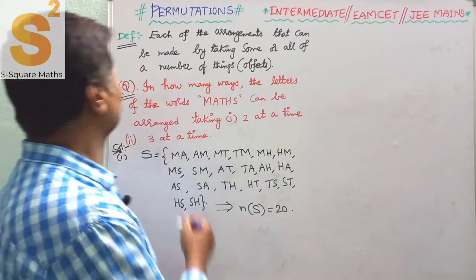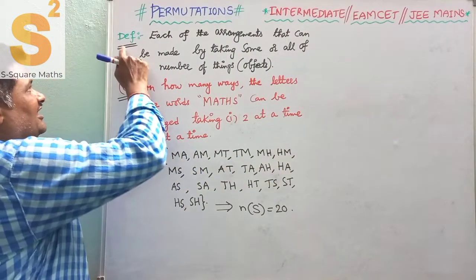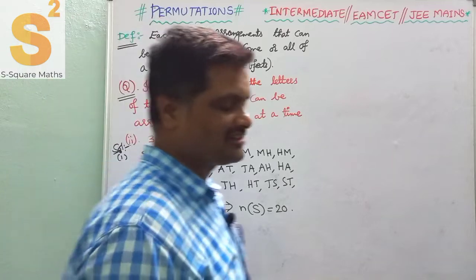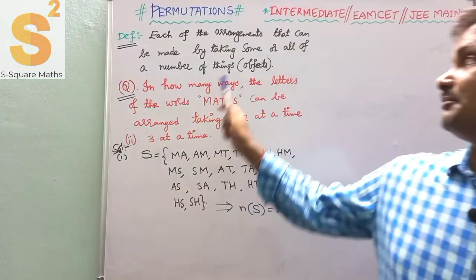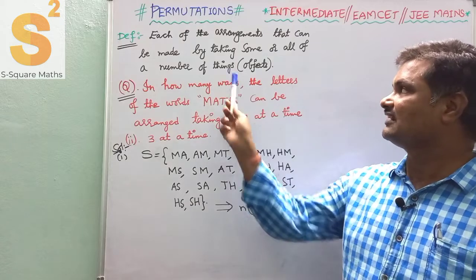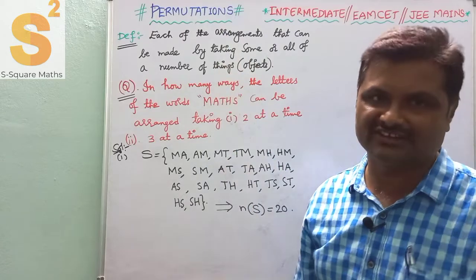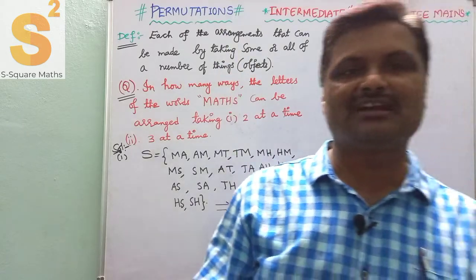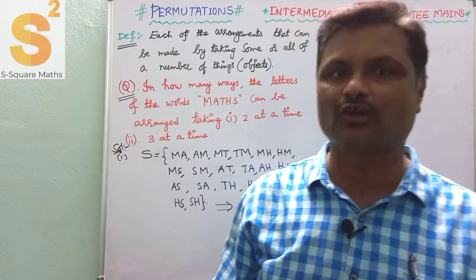Okay. So let us go through the definition. Each of the arrangements that can be made by taking some or all of a number of objects or things is said to be a permutation. So permutation is nothing but an arrangement in an order.